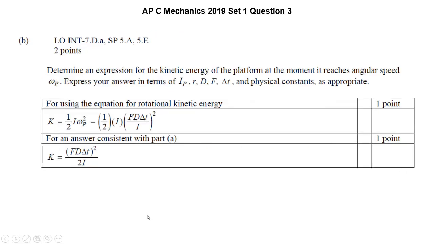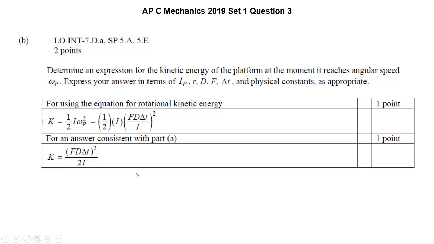Now we want to know the kinetic energy. This is fairly simple, even though it's worth 2 points. Notice your answer has to be in these terms. So these are the only variables that are allowed. So since rotational kinetic energy is 1/2 I omega squared, and omega sub p is not one of the allowed variables, you need to plug in the omega p you got from the previous part, square it, and simplify. Now I will say this, there is an error in this key.